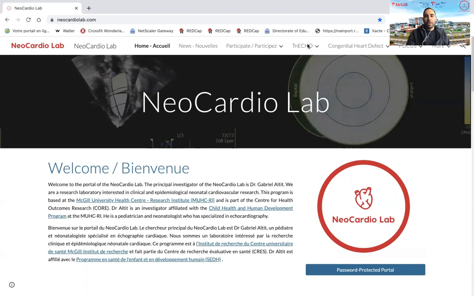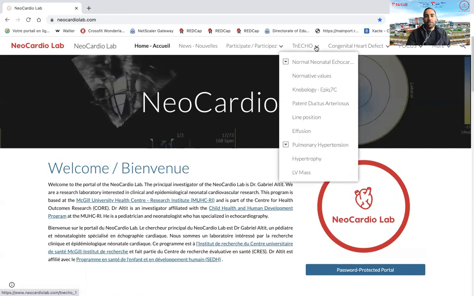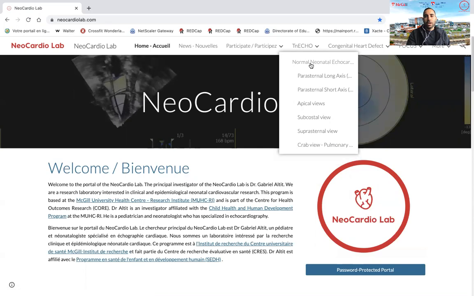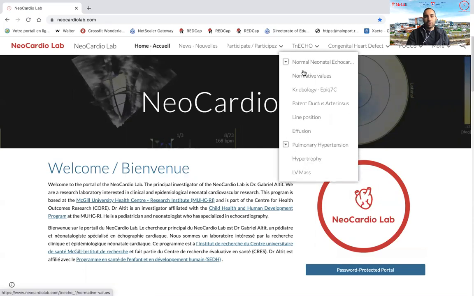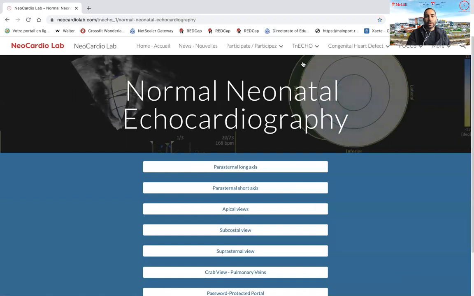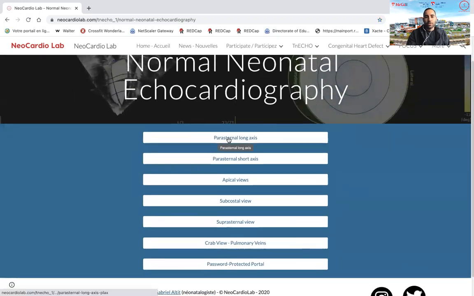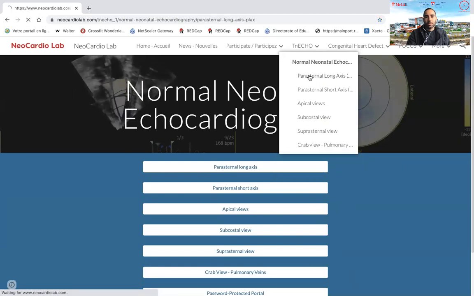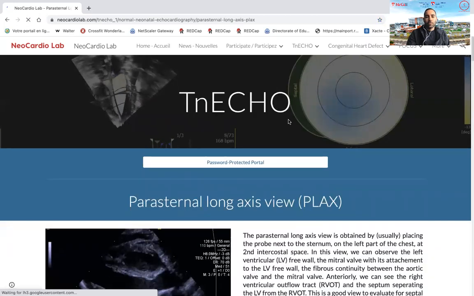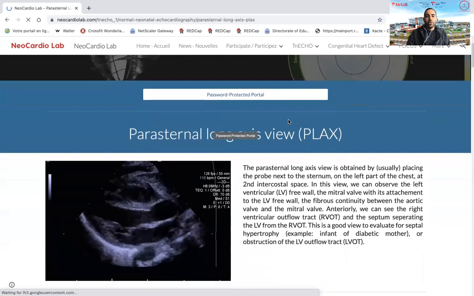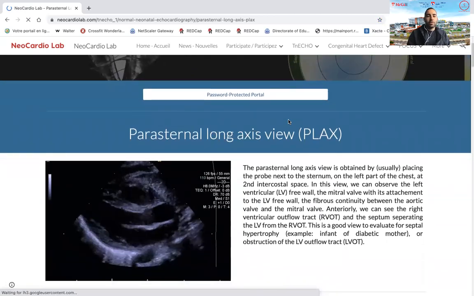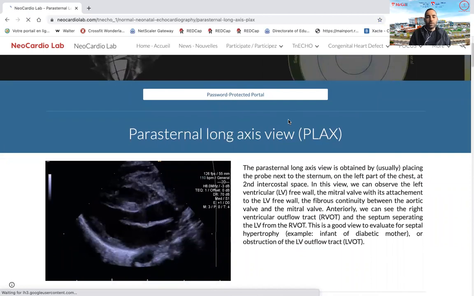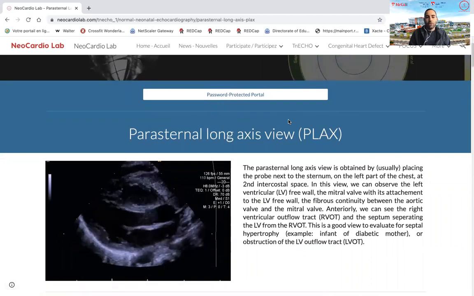So you can see that on the website, there's a section named Targeted Neonatal Echo. And within the Targeted Neonatal Echo section, we are going to look at the parasternal long axis view, which is this first button here, which can also be obtained by just clicking here. So we will outline some of the basic and regular views that we have in the context of normal newborn cardiac ultrasound.